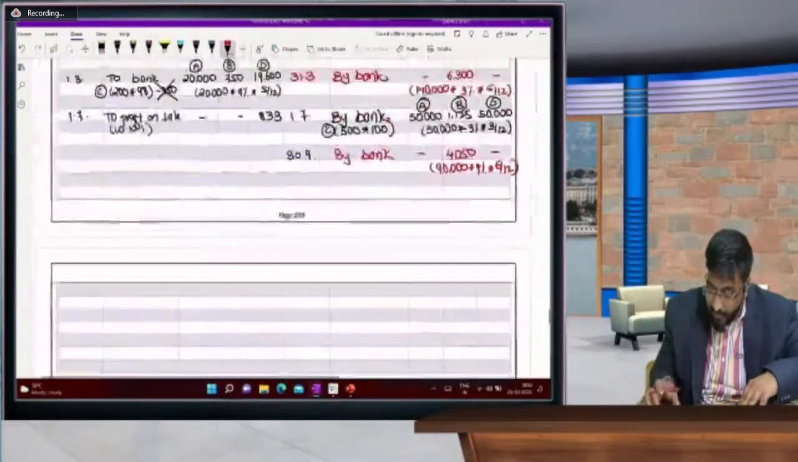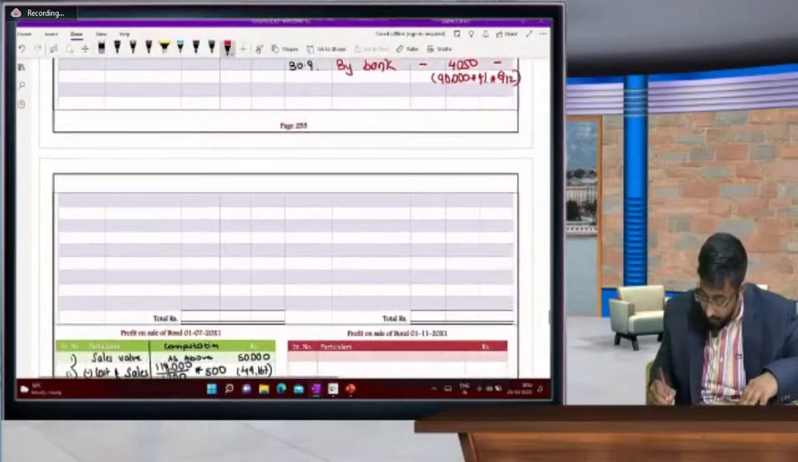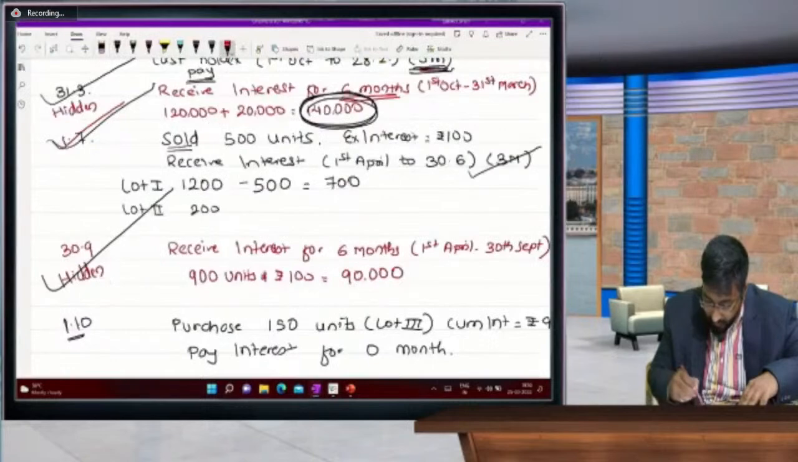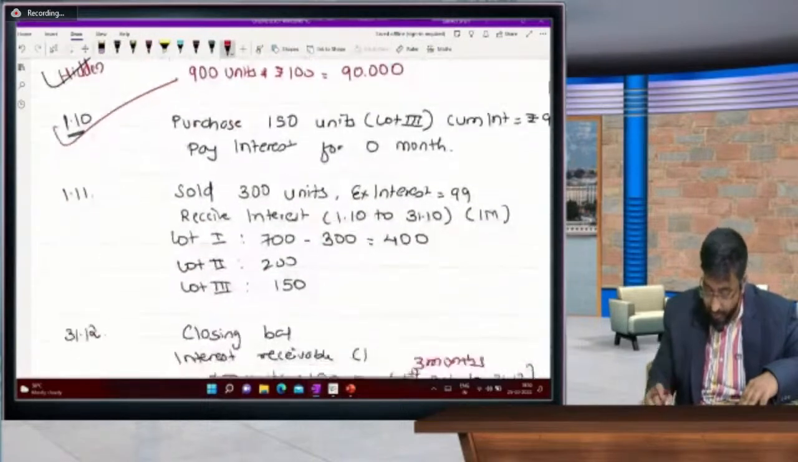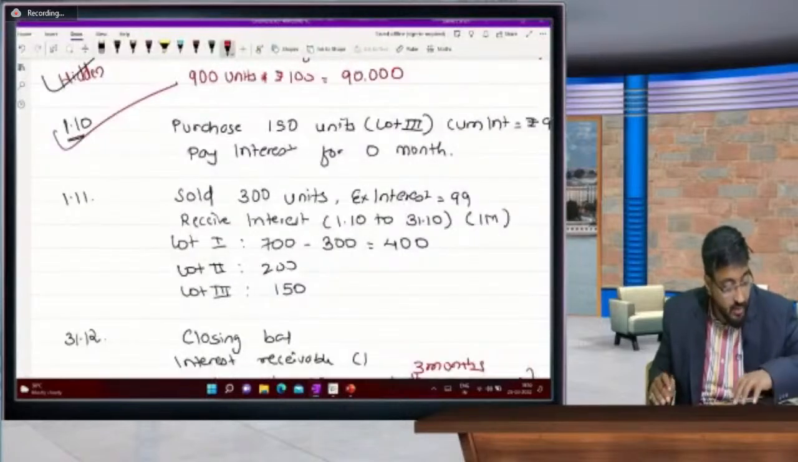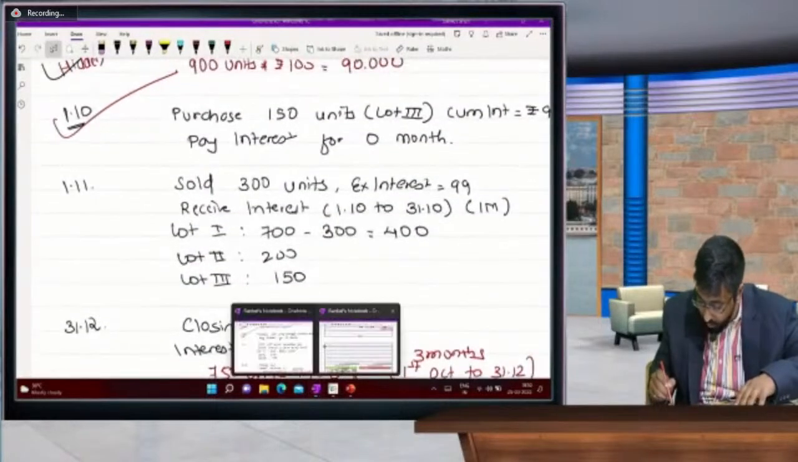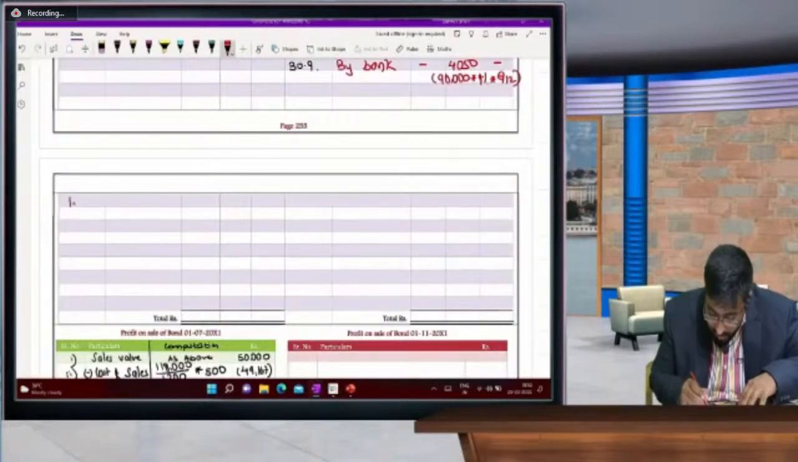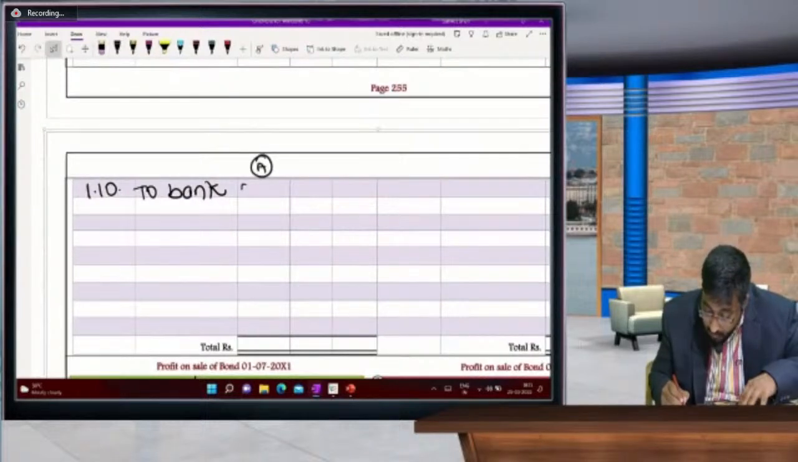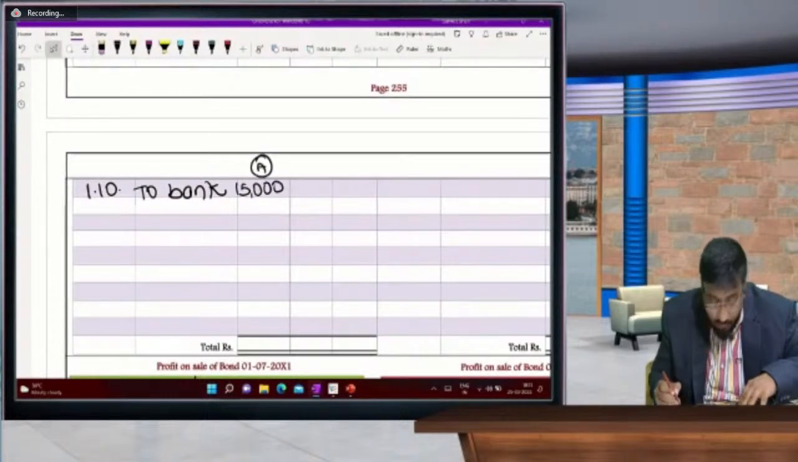Okay. Next one. Now, what is the next date, beta? 30th September हो गया. 110. You purchase, sir. Purchase मतलब कहां पे लिखो बेटा अभी? हाँ जी, डेबिट. चलो डेबिट में लिखो. थोड़े पेशेंस. 110 to bank. How many beta? A. कितने units? 150 means 15,000. Face value 15,000. Interest is 0.